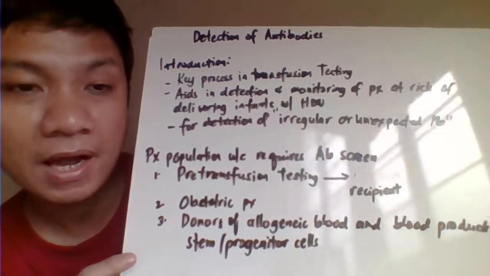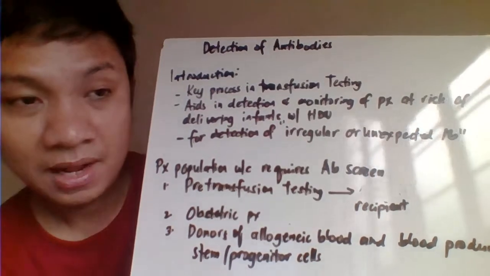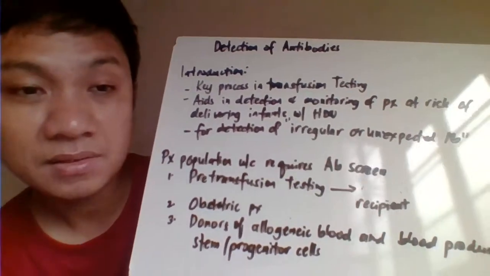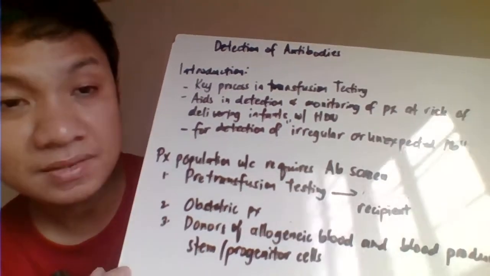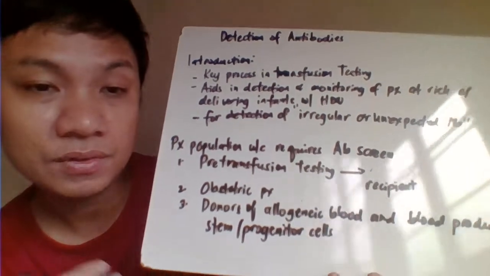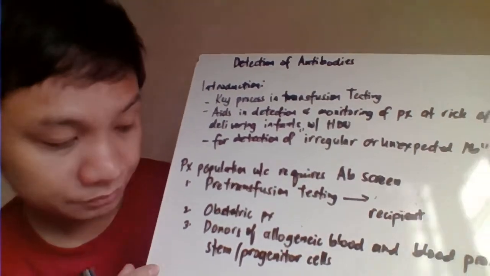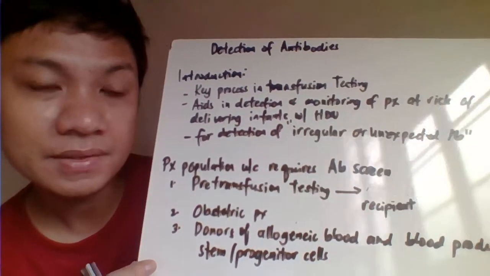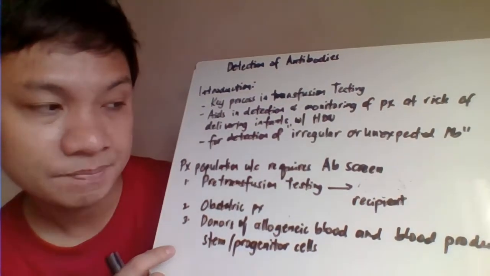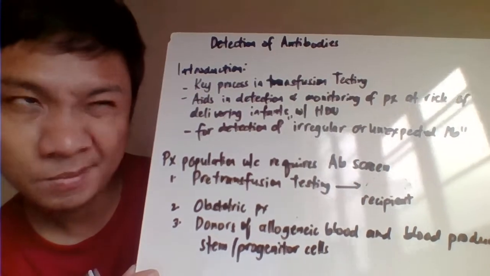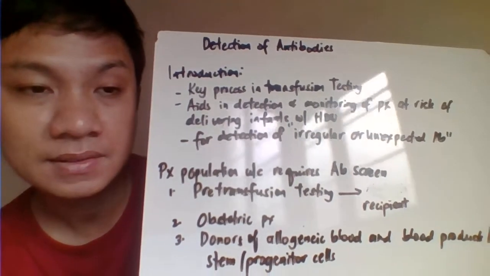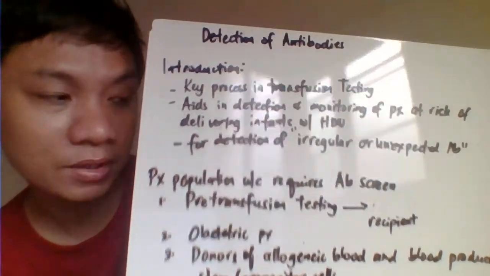Another one is obstetric patients or pregnant patients, because they have a chance of exposure. A baby, for example, could have a different blood type from the mother, which might also result in hemolytic disease of the newborn. Another one is testing the donors of your allogeneic blood and blood products, even for stem cell transplantation or progenitor cell transfusion or transplantation.